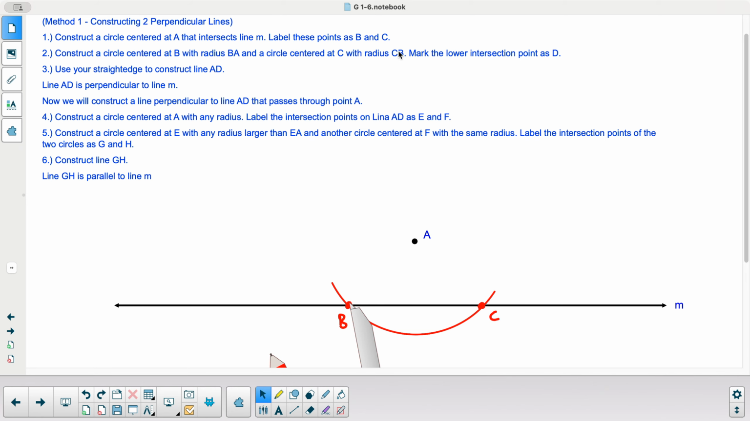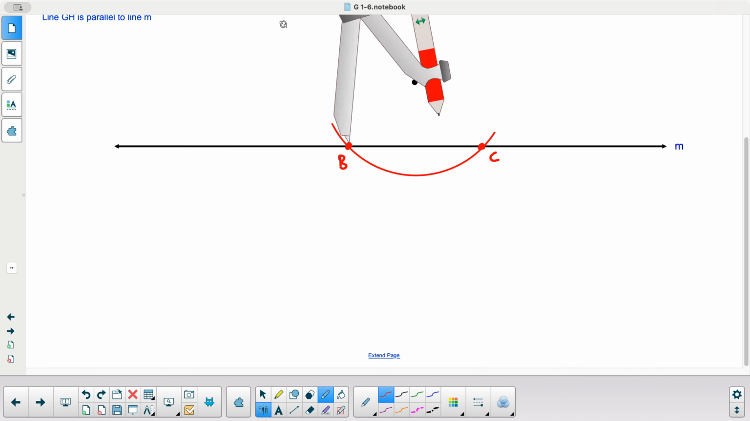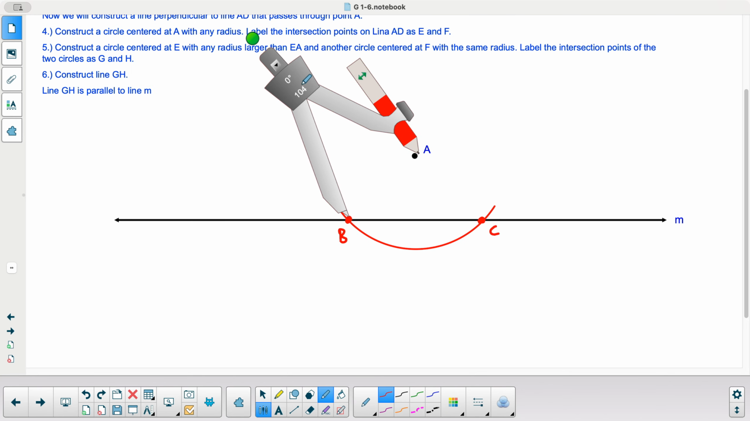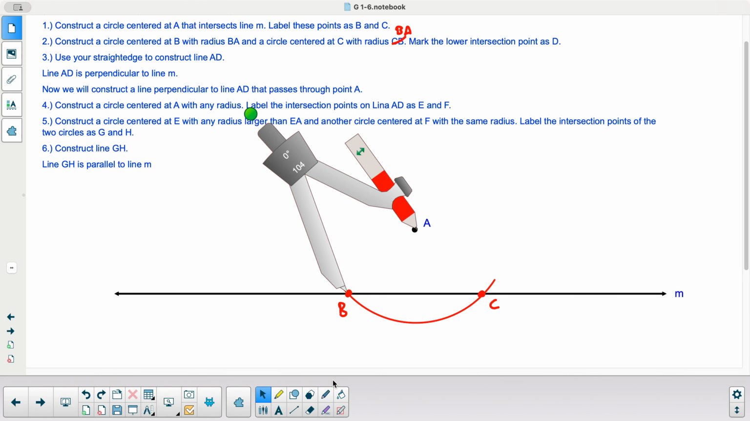So next I'm going to construct a circle centered at B with radius BA. And this should not be CB. This should be BA. Okay. So here's my compass. Measure that. A little off. I'm going to move it there. Okay. So I've done step one. On step two, construct a circle centered at B with radius BA.